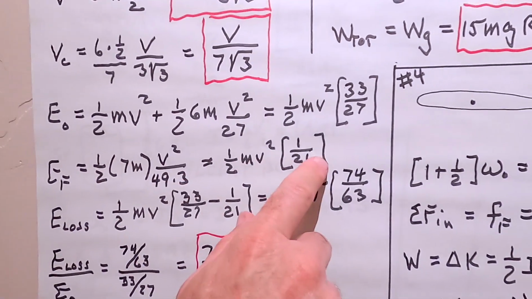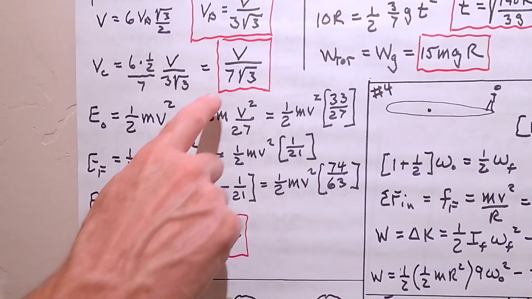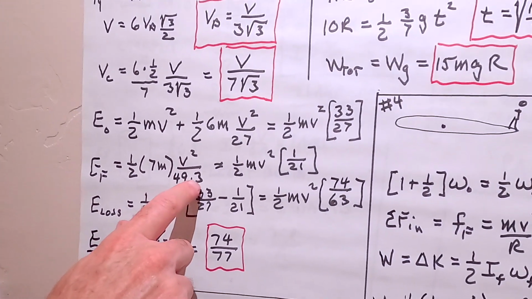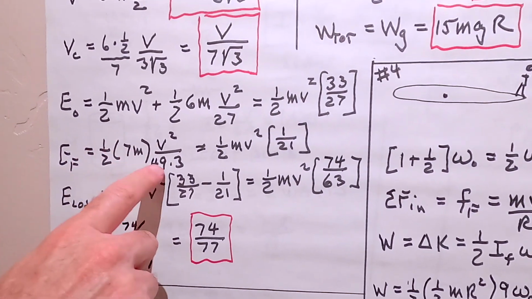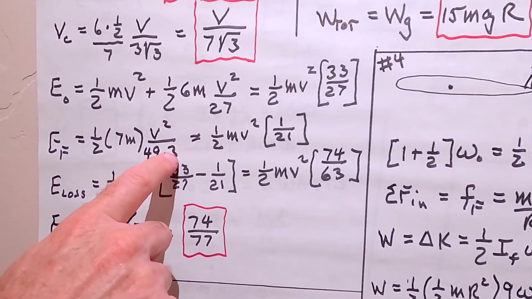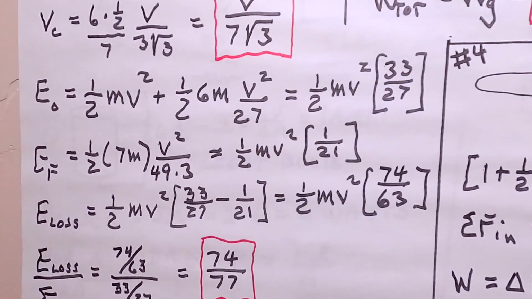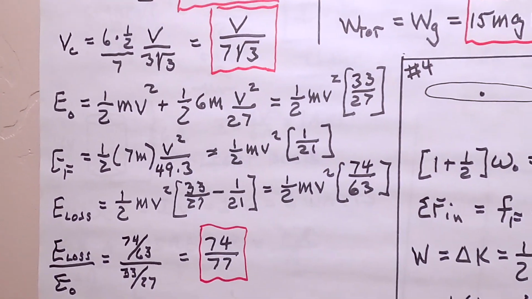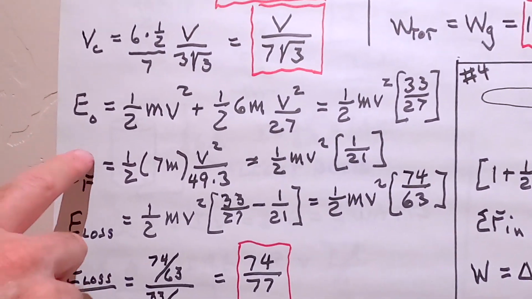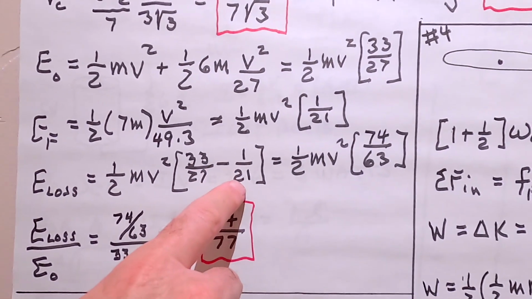The final energy is just the energy of that one, which is 1/2 7m times that squared, which is v squared over 49 times 3. We can get rid of a 7 and a 49, which gives me a 7 times 3, which is 21. So I'll pull out the 1/2 mv squared, and we've got 1 over 21. Then to get the energy loss, it would be whatever you had at the beginning minus whatever you had at the end. So just subtract the two right there.